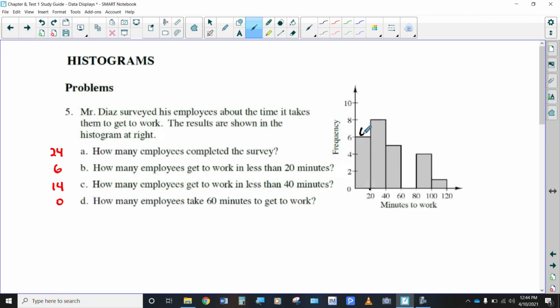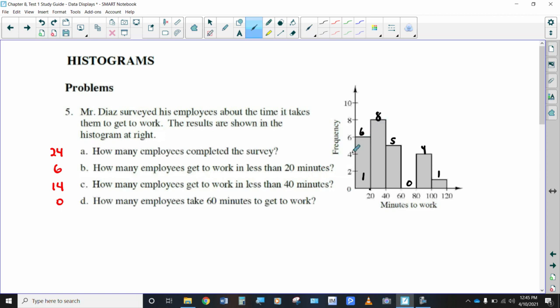Here you've got 6, you've got 8, you've got 5, nobody there, 4 and 1, so we'll add all those up. 14, 18, 19, and 5 is 24. So 24 people completed the survey. How many people got to work in less than 20 minutes? Well, that would be this bin. That would be 6. How many got to work in less than 40 minutes?